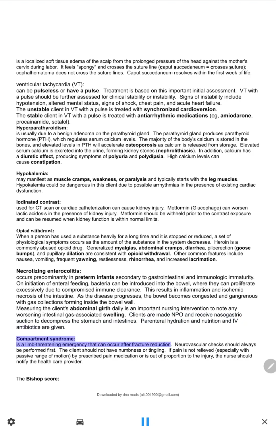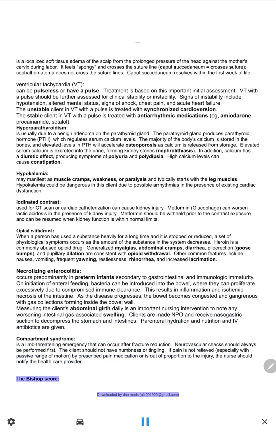Compartment syndrome is a limb-threatening emergency that can occur after fracture reduction. Neurovascular checks should always be performed first. The client should not have numbness or tingling. If pain is not relieved, especially with passive range of motion, by prescribed pain medication or is out of proportion to the injury, the nurse should notify the healthcare provider.